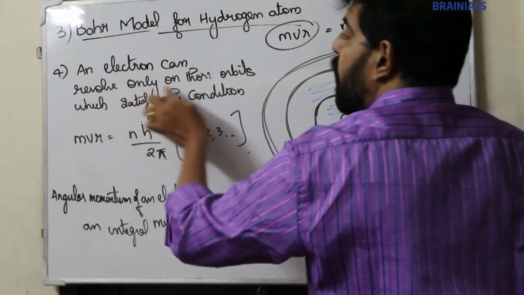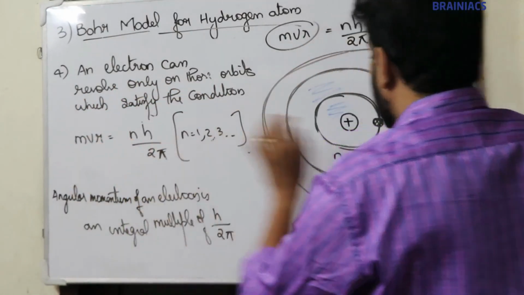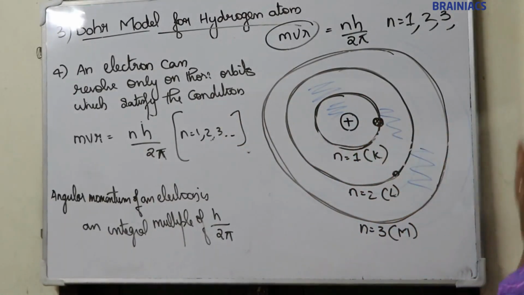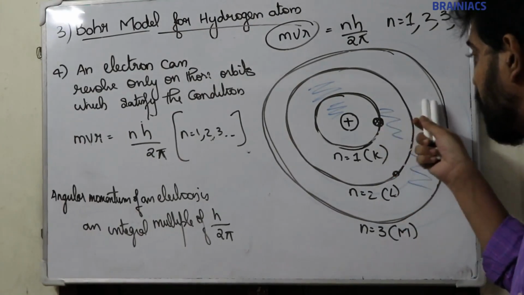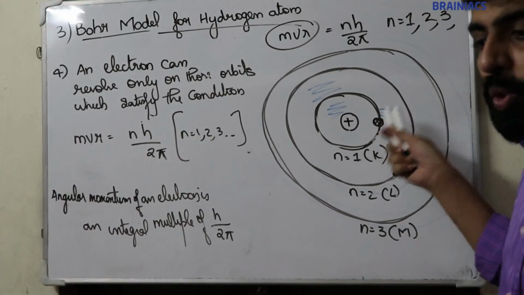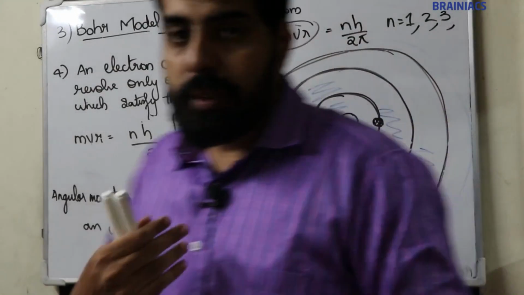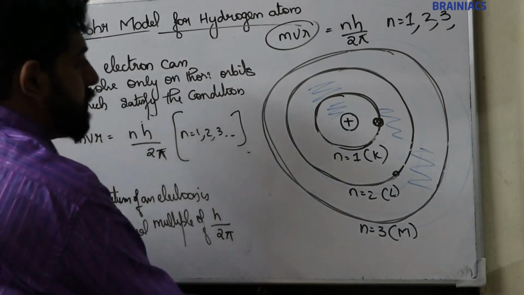So an electron can revolve only on those orbits which satisfy the condition mvr is equal to nh by 2 pi, and this condition is satisfied only on orbit 1, 2, 3, 4, 5, etc. That means the electrons are not permitted, they are not allowed to come to these vacant spaces. This is what the fourth postulate means. I think it's clear. Moving on to the fifth postulate.